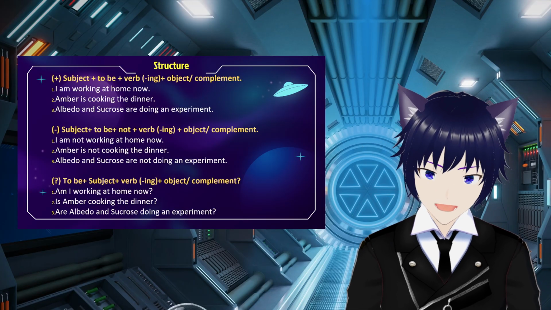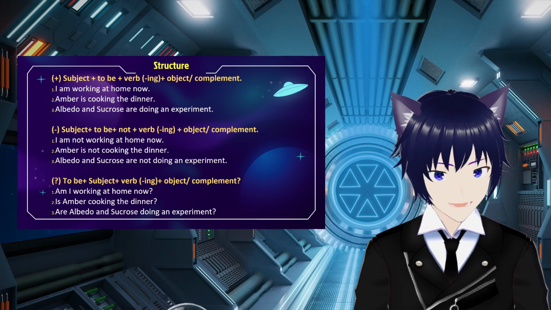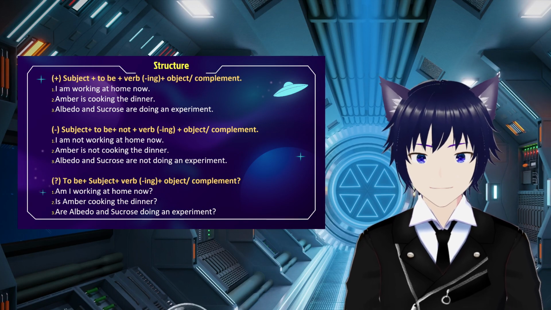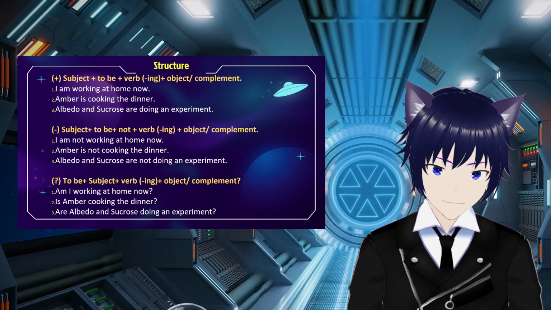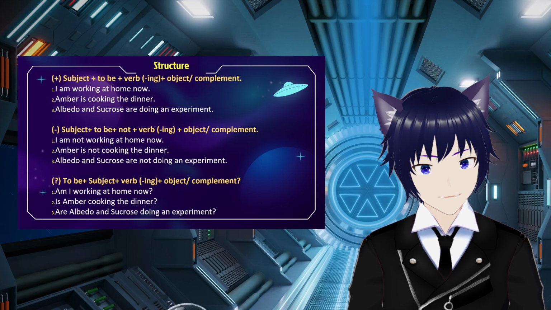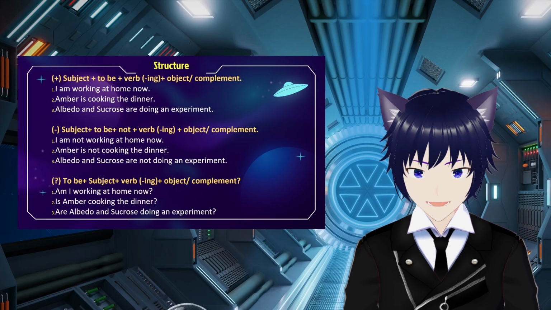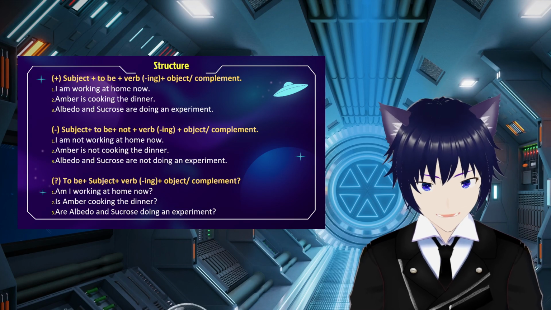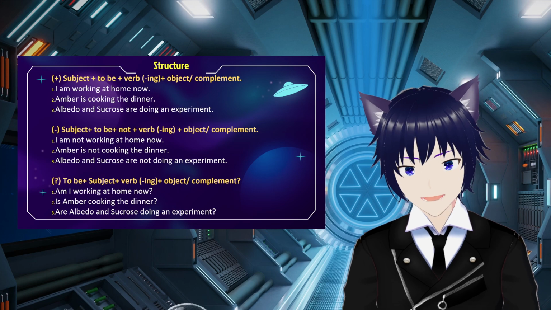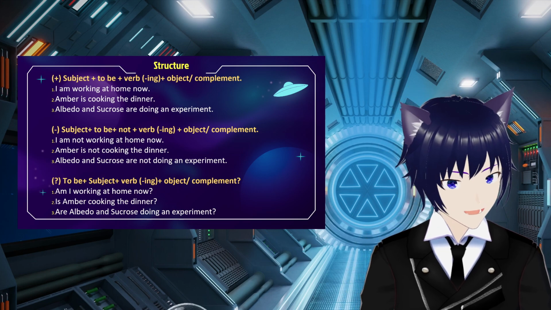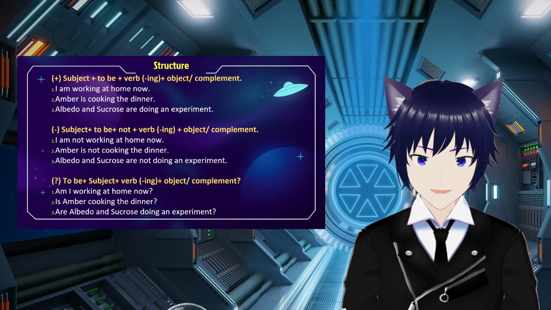For the negative one, we can begin with the subject, and then to be. Don't forget the word not, and then verb ing, and then object or complement. For example, I am not working at home now. Amber is not cooking the dinner. Albedo and Sucrose are not doing an experiment.